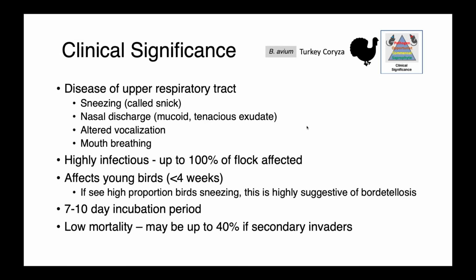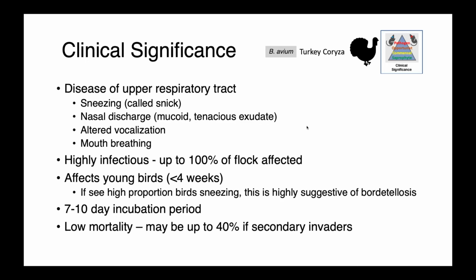Bordetella avium is the first Bordetella species we're going to talk about, and it is the agent of turkey coryza. This is an infection of typically the upper respiratory tract, and we see turkeys sneezing. A sneeze in a turkey is called snick, and so that's one of the most obvious clinical signs. There's also nasal discharge, which can be very mucoid and very tenacious. They'll have large strings of tenacious mucoid strands coming out of their nostrils, altered vocalization and mouth breathing.